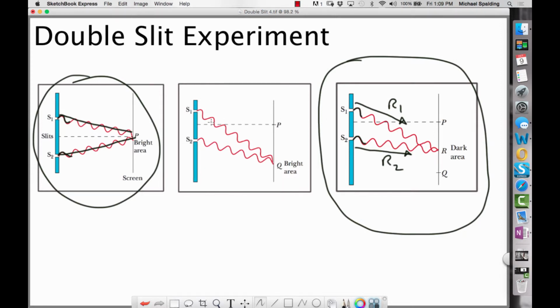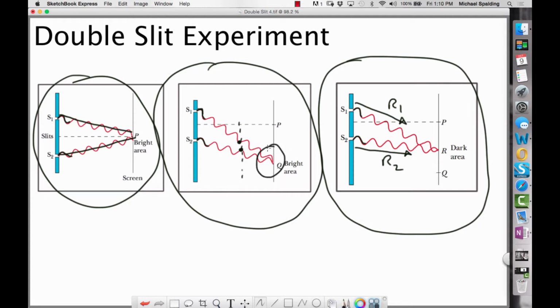Now, just because you have an extra distance traveled, does that guarantee it's going to be a dark spot? No, because it depends on the extra distance traveled. So look at this middle one here. Again, they start out in phase, peak, trough. Somewhere along the way, like right about here, they're out of phase, right? This guy's at a peak, that guy's at a trough. But then they have more distance to cover, and they end up back in phase, right? So this is all about the extra distance traveled.